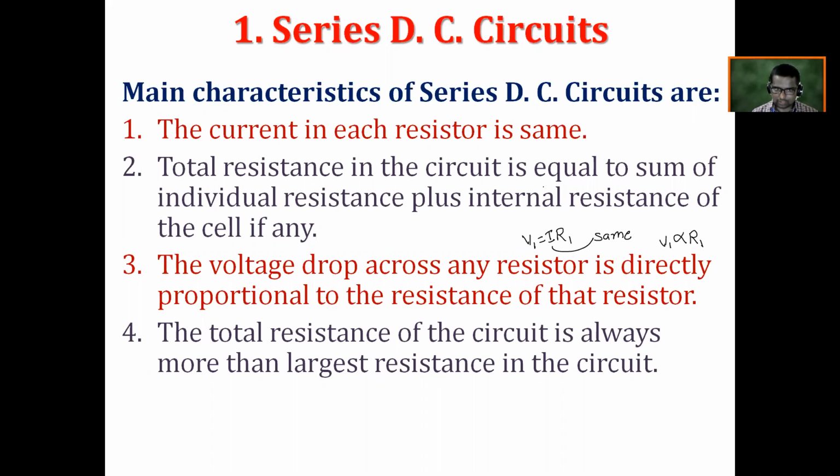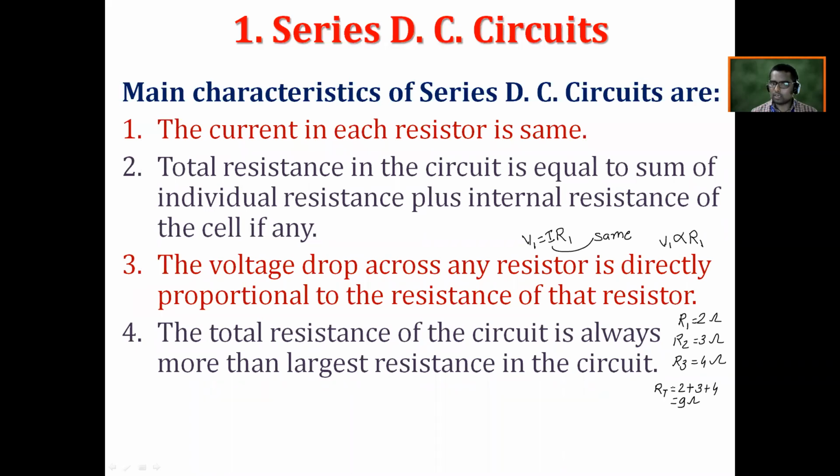Suppose, just consider, let me take that one pointer. Just assume that R1 is equal to 2 ohm, R2 is equal to 3 ohm, and R3 is equal to 4 ohm. These three resistors are connected in series. How can you calculate the total resistance? R1 plus R2 plus R3. Correct. So total resistance you can calculate: 2 plus 3 plus 4, 7 plus 2, it's 9 ohm.